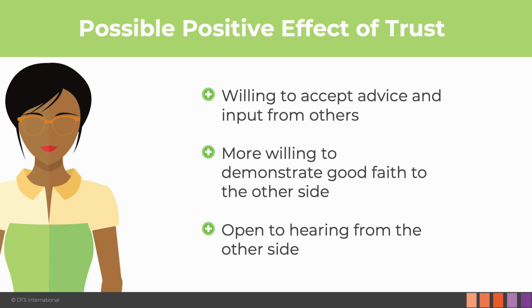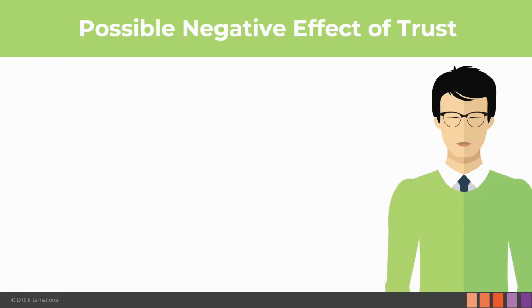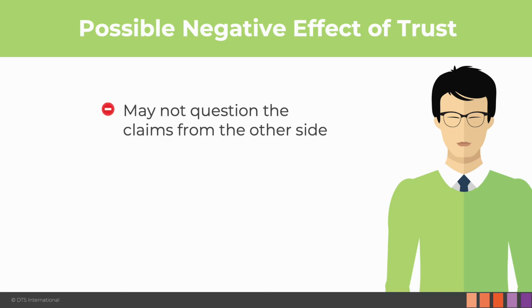Now, we've been exploring emotional intelligence, and the fourth pillar of emotional intelligence is social awareness. So this will help you improve your social awareness. Now, there are possible negative effects of the emotion of trust. And when there's too much trust, we may not question the claims from the other side. So remember, before we talk about focus and distractions, we may get extremely stimulated with the emotion of trust, and then we stop asking the right questions.